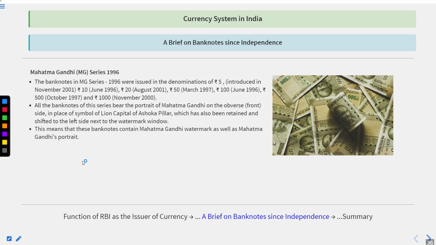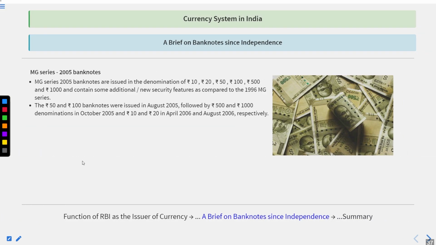All the banknotes of this series bear the portrait of Mahatma Gandhi on the obverse front side, and the symbol of the lion capital of the Ashoka Pillar, which has also been retained and shifted to the left side next to the watermark window. This means that these banknotes contain the Mahatma Gandhi watermark as well as Mahatma Gandhi's portrait.